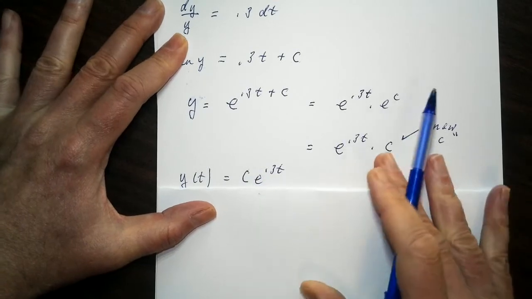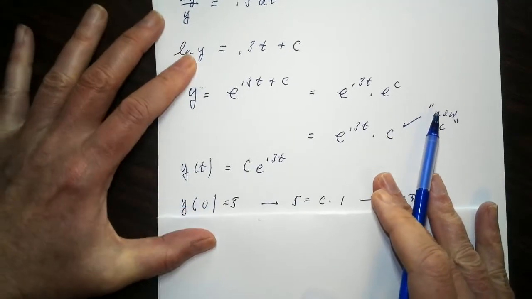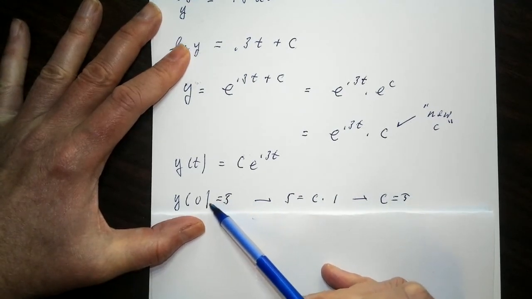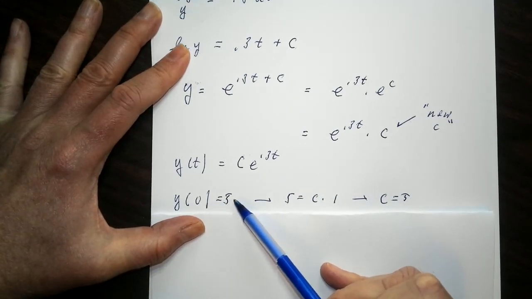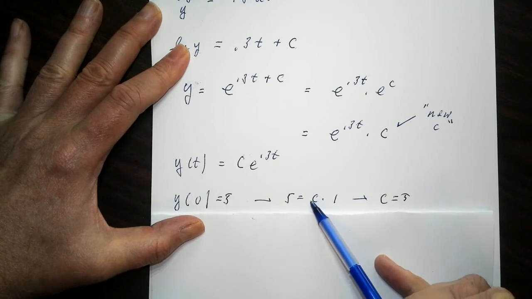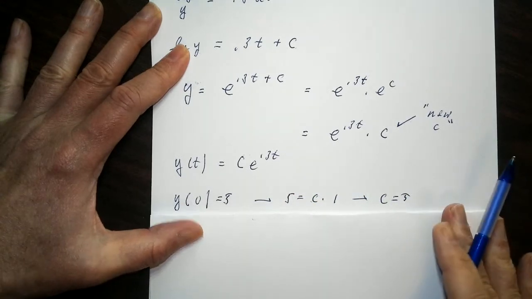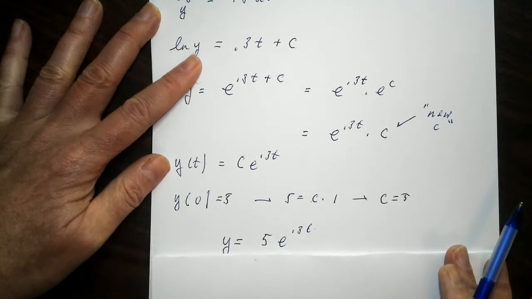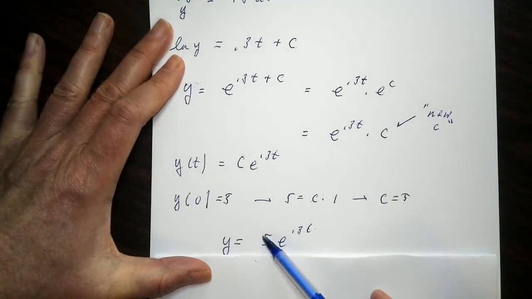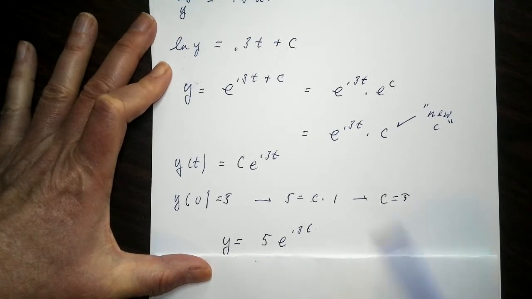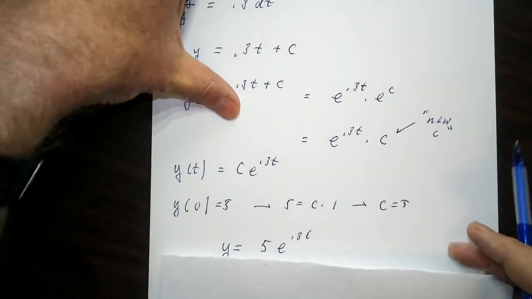Now to figure out c in this case, we're going to substitute our known fact that y of 0 is 0.5. If I substitute 0 in for t and 0.5 in for y, I get 0.5 equals c times e to the 0, which is 1. So that says that c is 0.5. So our final solution is y of t equals 0.5 e to the 0.3t. And this is the standard exponential growth.